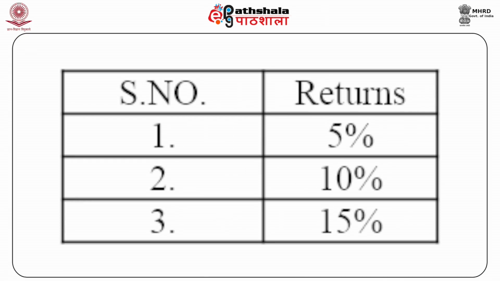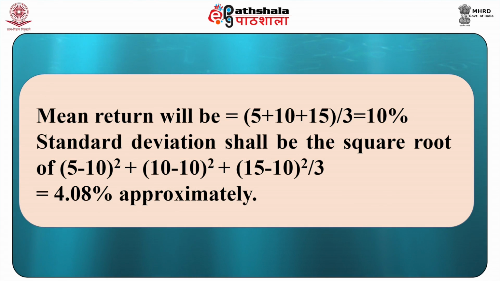For example, let the returns from an investment, without considering probability, be as shown in this table. Mean return will be (5 plus 10 plus 15) divided by 3, equal to 10%. Standard deviation shall be the square root of [(5 minus 10) squared plus (10 minus 10) squared plus (15 minus 10) squared] divided by 3, which will be equal to 4.08% approximately.